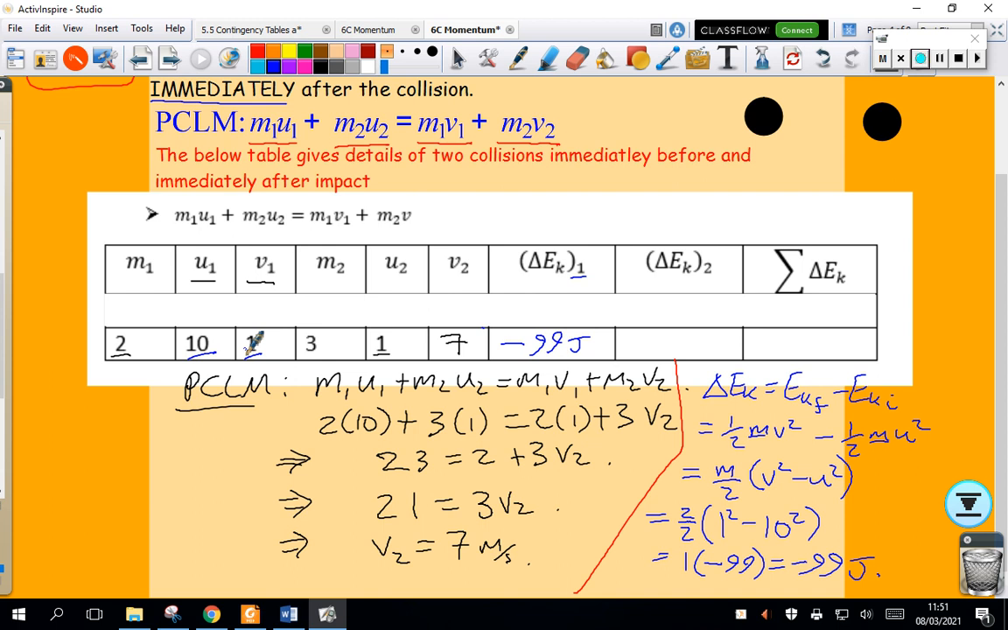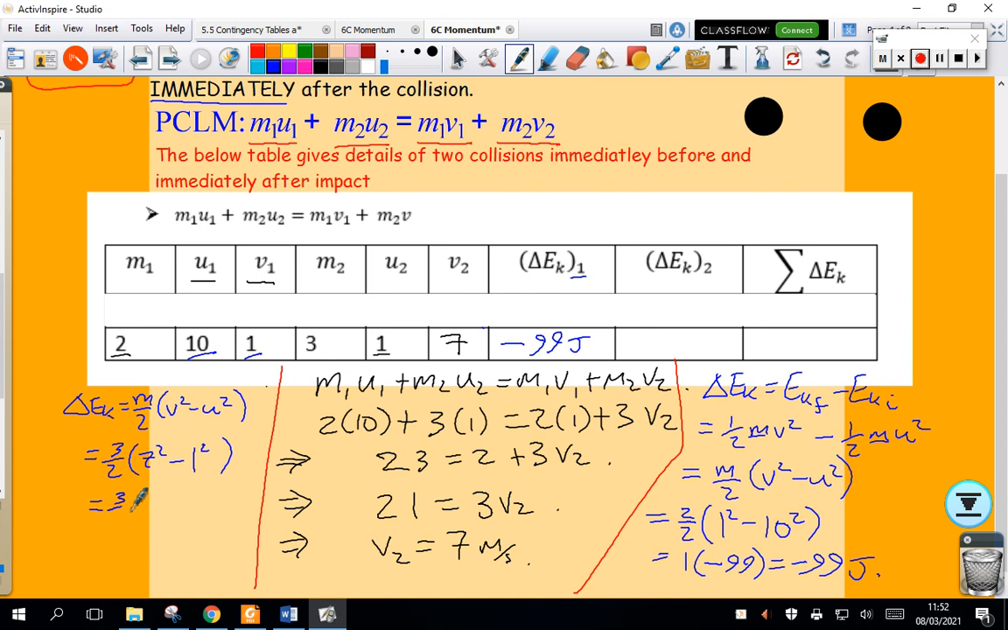Let's look at object 2. Actually, I'll just do it over here. Let me get rid of this out of the way. I'll do this over on the left. I'll look at object 2 here. And I'm looking at the change in kinetic energy, which we said is mass over 2 times v squared minus u squared. So I'm dealing with object 2. Its mass is 3, so I'm going to get 3 over 2, times its final velocity squared, that's 7 squared, minus its initial velocity squared, 1 squared.